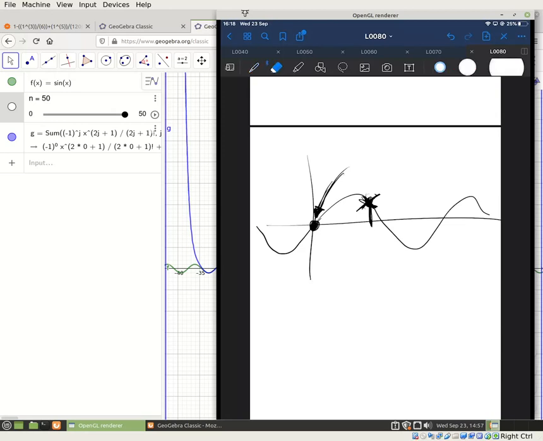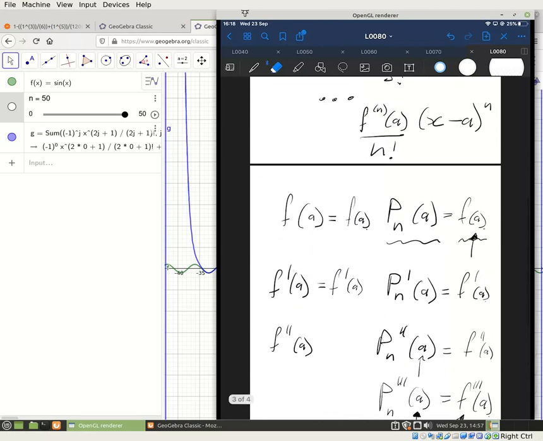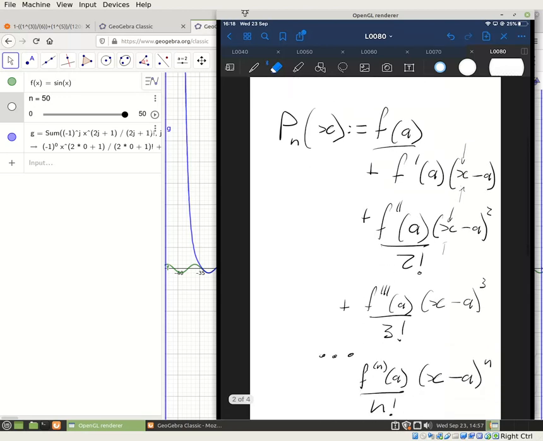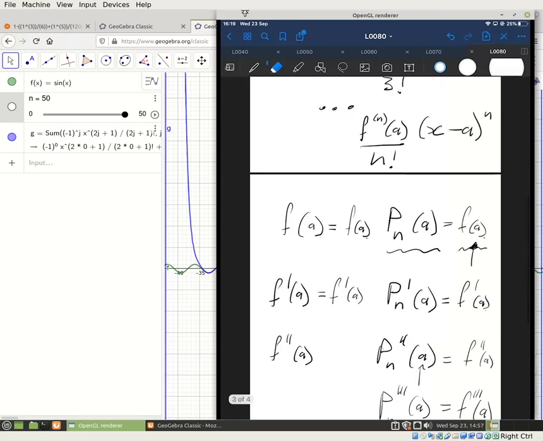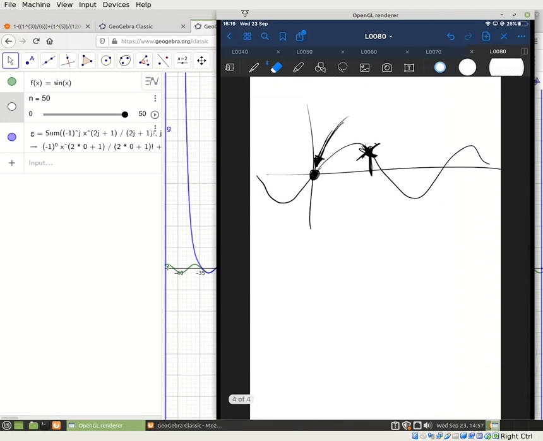Okay. So this is why the Taylor polynomial is defined in the way that it is. It is defined in such a way that its derivatives at a certain point a exactly match the derivatives of the function that it is trying to approximate at that point a.